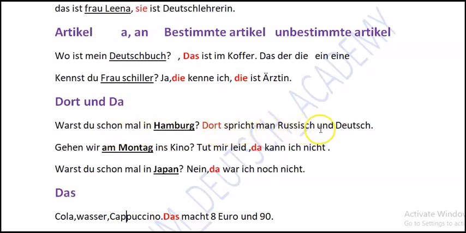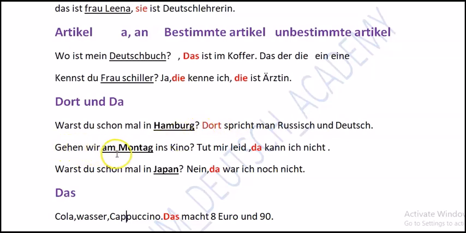Dort spricht man Russisch und Deutsch. It means, have you been to Hamburg, where people speak? Here, spricht man is used. It means where people speak German and Russian language. So it means, have you been to this place, here Hamburg, where people speak English, German and Russian language. So by help of a verb, we connected it.